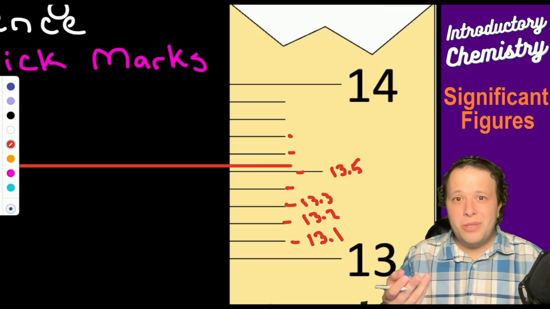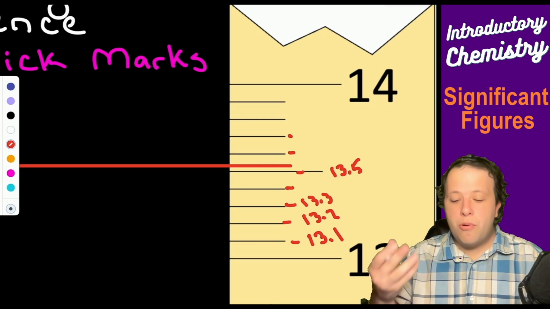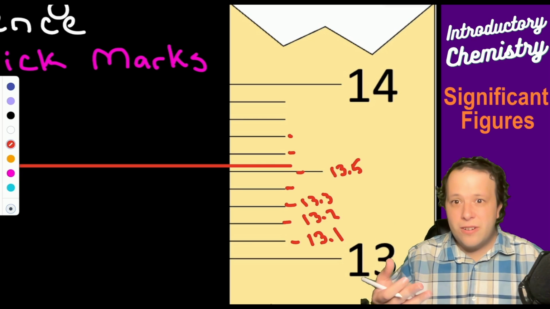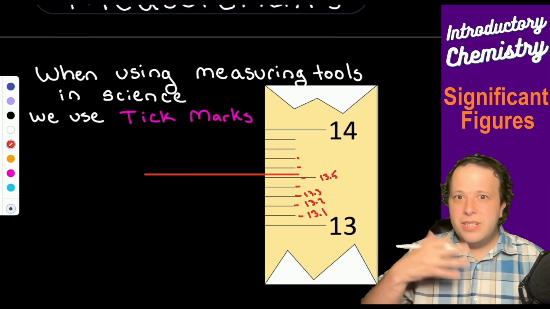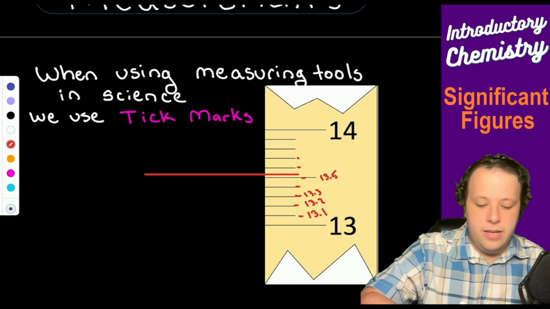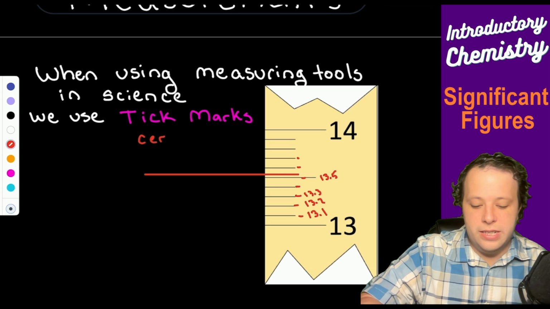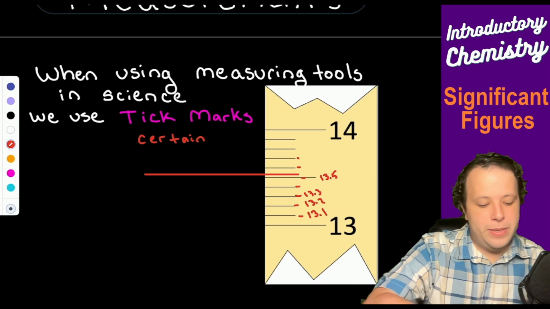So if we look at that really closely, this is where approximations come from with certainty and uncertainty. So to summarize that, tick marks tell you how certain you are with your measurement.